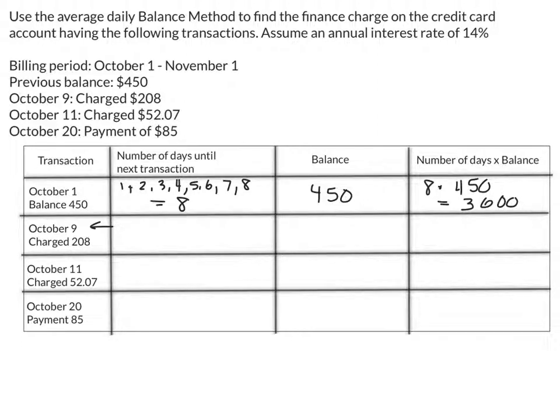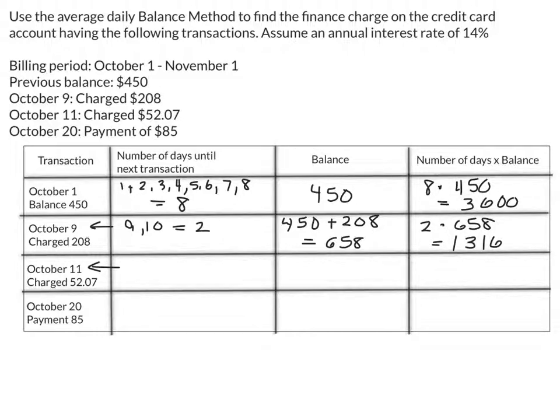We'll do the same thing with the next row. On October 9th, we charged $208. The transaction after that is on the 11th, so I count the 9th and the 10th, but not the 11th. This represents 2 days. My balance is found by taking 450 and adding 208, since I charged $208. That gives me a new balance of $658. Next, we multiply 2 times 658, and we get $1,316.